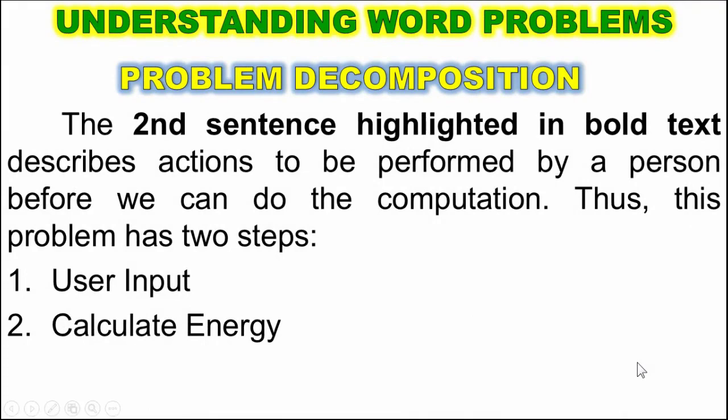The second sentence, highlighted in bold text, describes actions to be performed by a person before we can do the computation. Thus, this problem has two steps. Step number 1, user input. Step number 2, calculate energy.